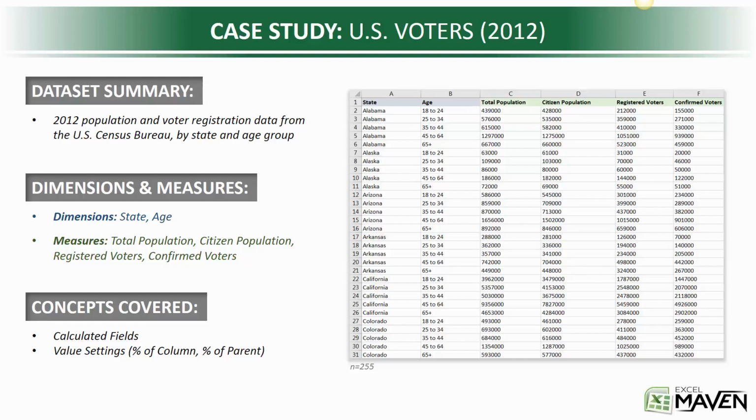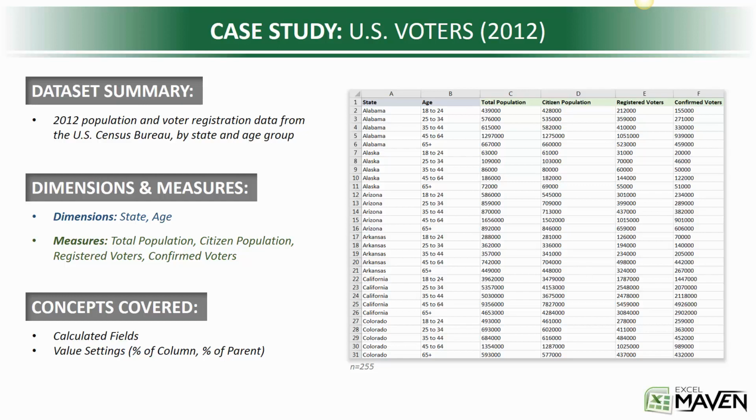Alrighty, so the first case study that we're going to dive into is for US voters in 2012. Now, a quick data set summary. This is 2012 population and voter registration data from the US Census Bureau, broken down by state and by age group. So you can see this screenshot of the data set here on the right side of the slide.